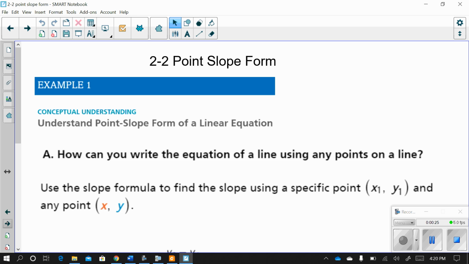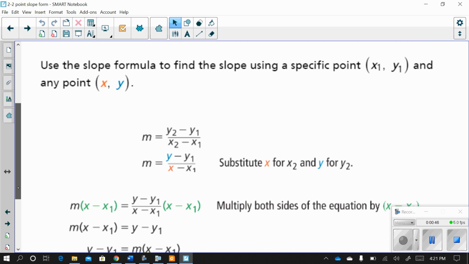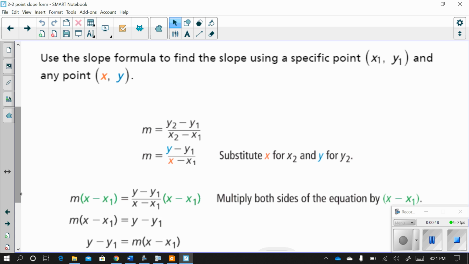So we want to know what happens if I don't have the slope and the y-intercept. Okay, I can't use slope-intercept form. Well, we're going to use something different. Okay, we're going to use point slope form. So how do I write the equation of a line using any point? We're going to use the slope formula to find the slope using a point. Okay, x1, y1, and just any old random point, x, comma, y. Okay, so this is not x2, y2, it's just plain old x and y. That means we're going to leave x and y alone.